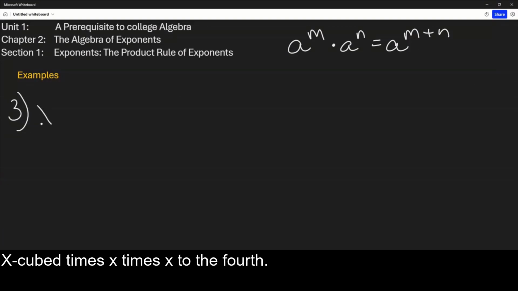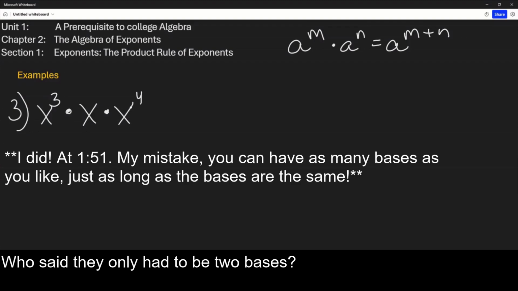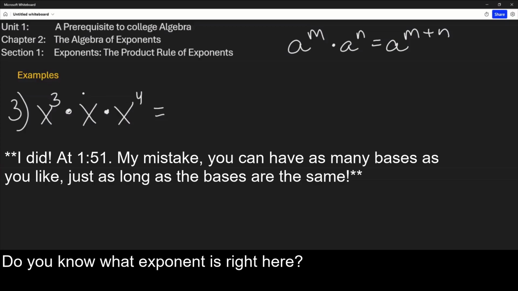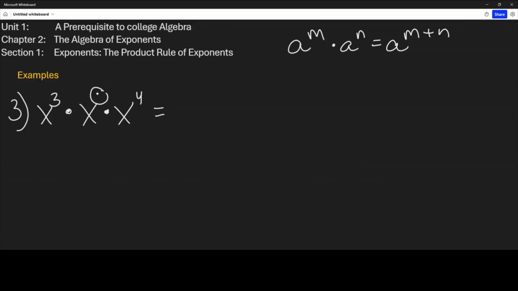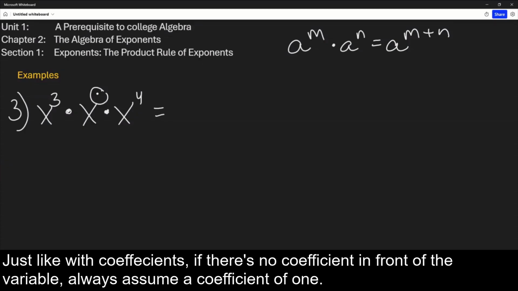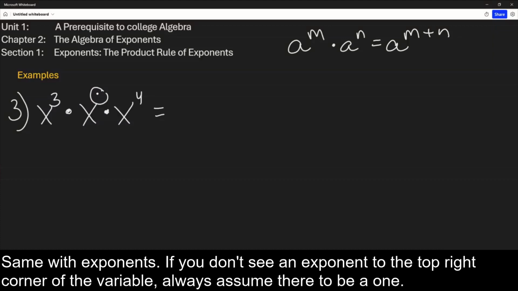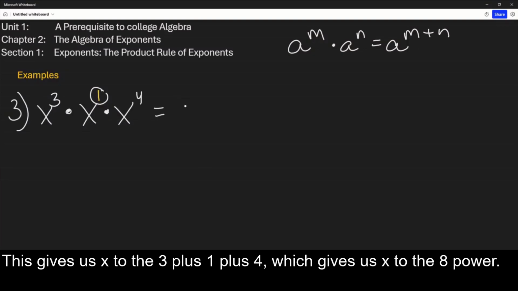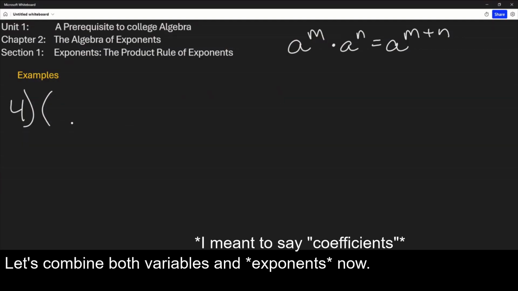Here's a fun one. x cubed times x to the 4th. Who said there only had to be 2 bases? Do you know what exponent is right here? Just like with coefficients, if there's no coefficient in front of a variable, always assume a coefficient of 1. Same with exponents. If you don't see an exponent to the top right corner of a variable, always assume there to be a 1. This gives us x to the 3 plus 1 plus 4, which gives us x to the 8th power. Let's combine both variables and exponents now.